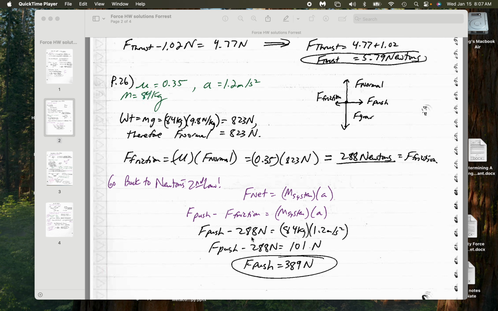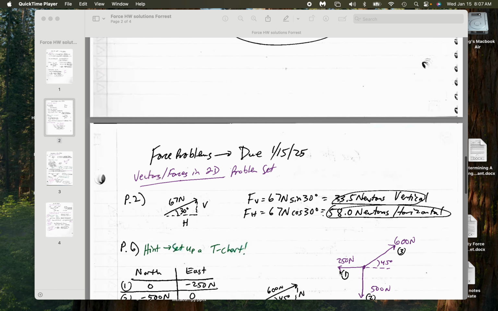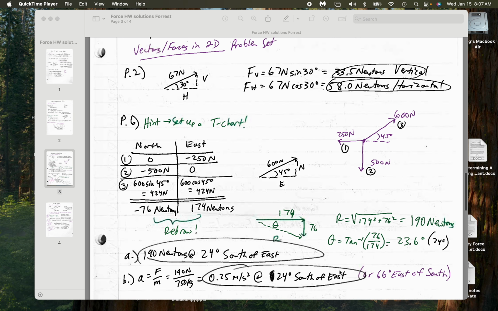I know the friction amount, I know the mass of the system, I know the acceleration of the system. So I get push minus 288 equals 101, so the push is 389 newtons. Going to the second part of these, problem 2, just a simple vector force looking at horizontal and vertical components. Hopefully you are in degree mode.